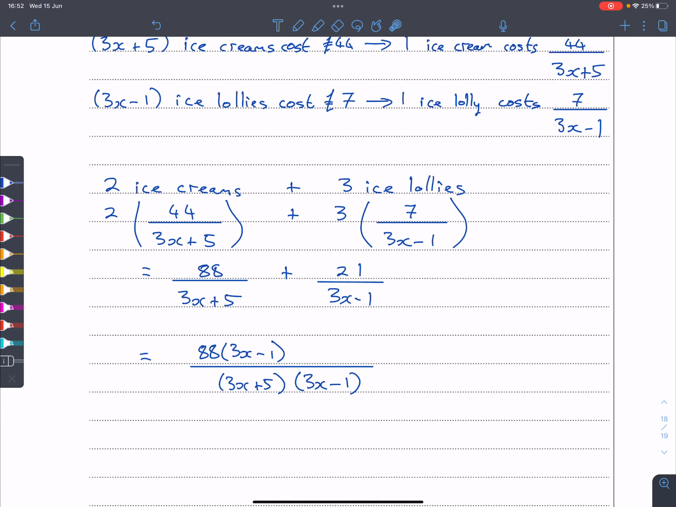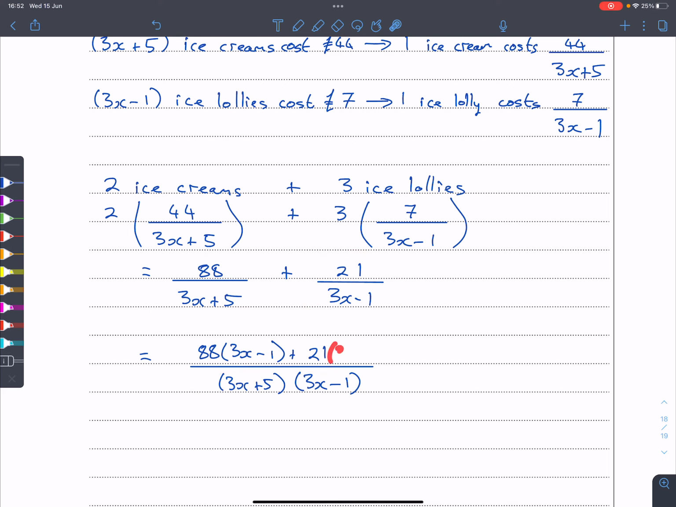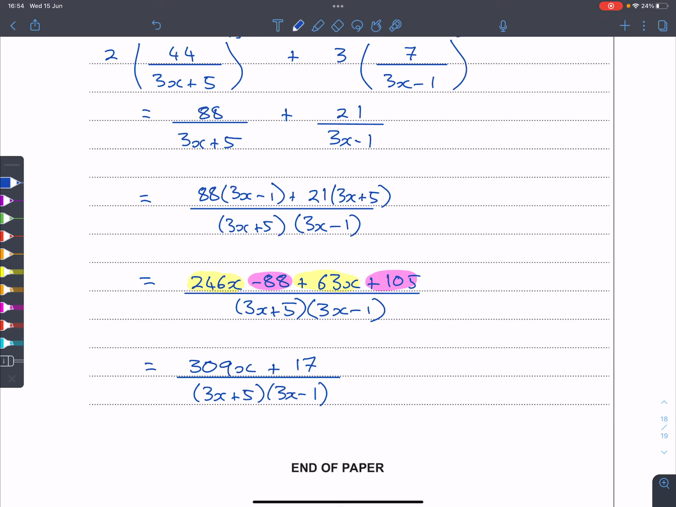Okay, can you see how that works now? What I've got here is 3x minus 1 and 3x minus 1 would cancel, leaving me with the 88 over 3x plus 5, which is that one. Then I'm going to add 21 from my second fraction. If I want this second fraction to have the denominator 3x plus 5, 3x minus 1, I need to multiply top and bottom by the 3x plus 5. So that'd be 21 lots of 3x plus 5. Let's make sure that we're happy that that works. The 3x plus 5 will cancel with that 3x plus 5, leaving us with that. And there's no common factor looking at the top of that. So we can leave it as it is, and that's it done.